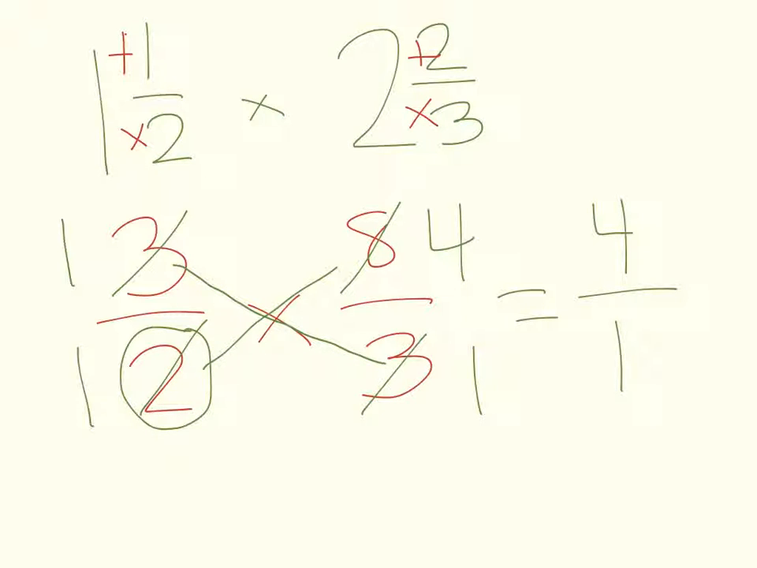Now remember, this is an improper fraction. Anytime that your numerator is greater than the denominator, that is called an improper fraction. And remember, this fraction bar means divided by. So 4 over 1 is 4 divided by 1, and 4 divided by 1 is 4. So this answer in simplest form would be 4.